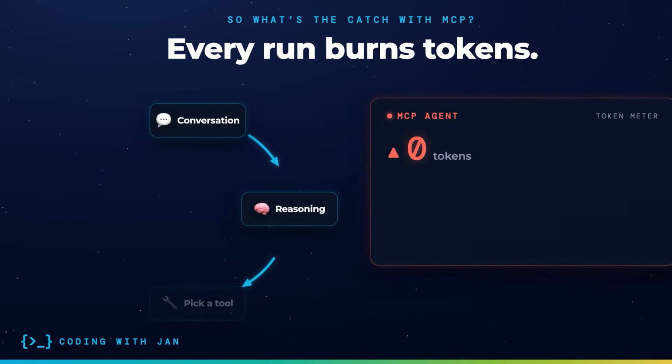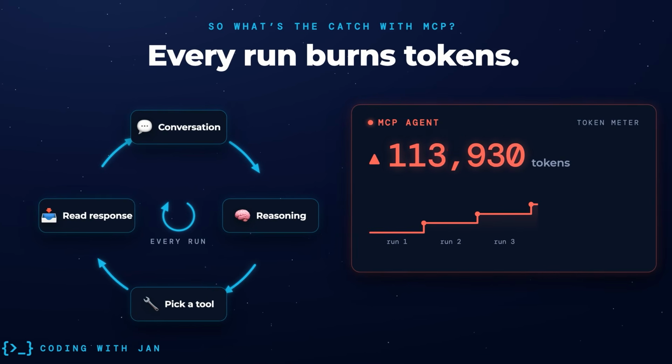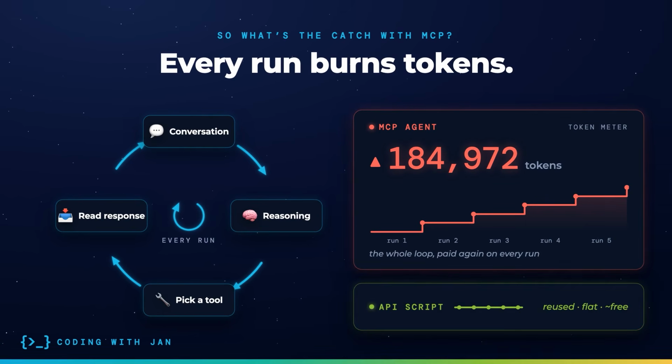The downside is token usage, because unlike with simple API scripts that you can just reuse every time, you're always going to have a full-blown conversation, and your agent might also factor in reasoning and then decide the next tool to use, which naturally eats up more tokens.